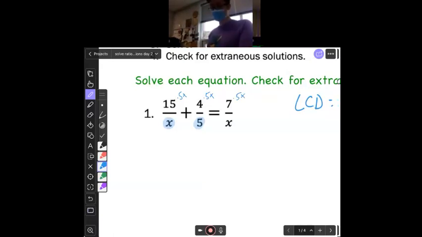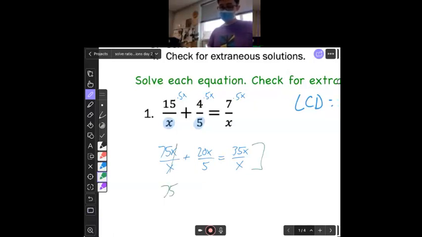We're going to go ahead and do that multiplication. Now remember, we're not changing the denominator because we're multiplying by 5x over 1. The denominator doesn't change. Okay? So 5x times 15. 5 times 15 is 75. So that'd be 75x over x. 5x times 4 is 20x over 5. And then 5x times 7 is 35x over x. Okay? Why are we doing this? So that our fractions will reduce, because 75x divided by x is just 75. So right now I'm just reducing each of these fractions.